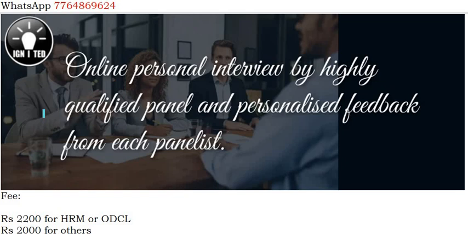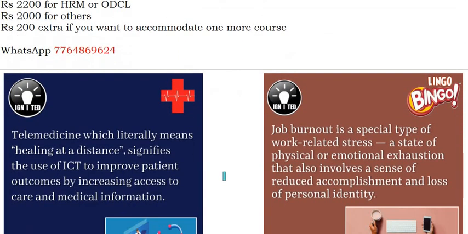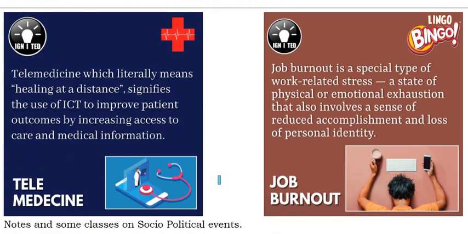And then apart from that, every week we will have several classes. In those classes we'll discuss some of the important things and facts which you should know for HRM, for health courses, for any other courses. For example, you can see here, this is an example of some of the posters you will be shared from time to time, where some keywords will be shared, like job burnout. It is a very important term for an HR. Glass ceiling is a very important term for an HR. What is the perfect definition of job burnout? The perfect definition is: job burnout is a special type of work-related stress, a state of physical or emotional exhaustion that also involves a sense of reduced accomplishment and loss of personal identity.